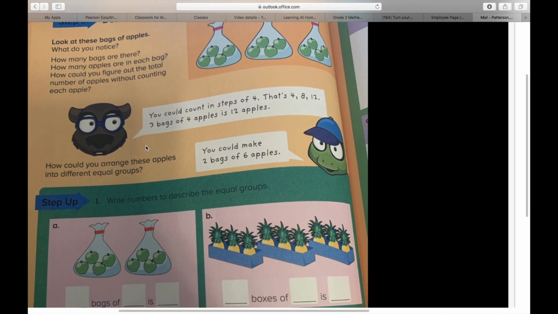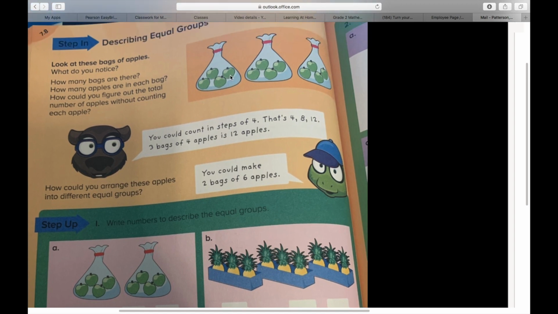Okay? This wants to know, how could you arrange these apples into different equal groups? So instead of having 4 in each bag, what's another way that we could divide these apples into equal groups? Well, you could make 2 bags of 6 apples. Because if one bag had 6 apples plus another bag of 6 apples, that would equal 12. And that would also be an equal amount.